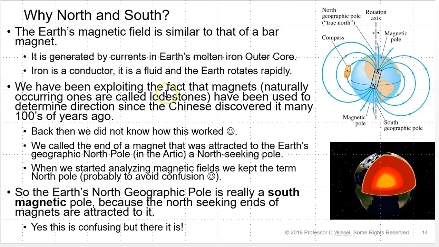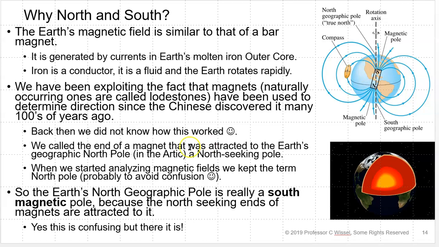Okay, we've been exploiting the fact that magnets, in which the naturally occurring ones are called lodestones, have been used to determine direction since the Chinese discovered this many hundreds of years ago. Back then, of course, we did not know how this worked. We called the end of the magnet that was attracted to the Earth's geographic North Pole in the Arctic a north-seeking pole. When we started analyzing magnetic fields, we kept the term North Pole, probably to avoid confusion. So the Earth's north geographic pole, which is under the Arctic, is really the south magnetic pole because the north-seeking ends of magnets are attracted to it because opposites attract.